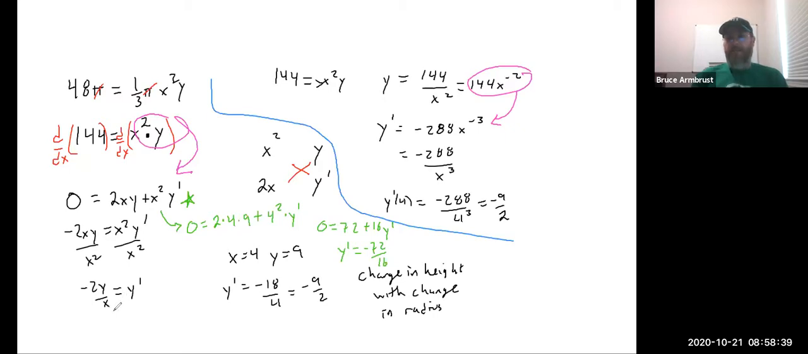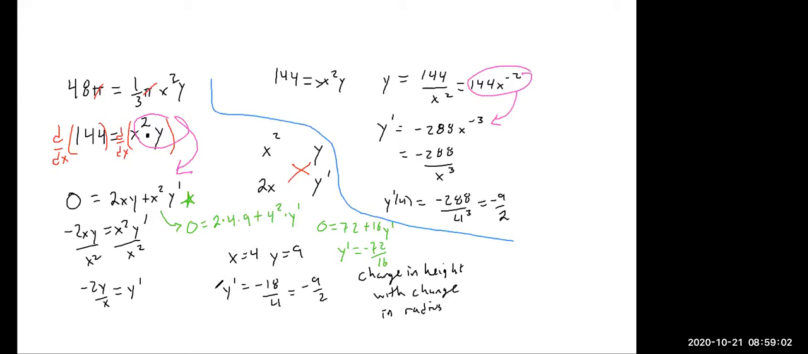I just did it because, well, because I'm used to getting y prime equals. But for this one, since we have specific values, it's not necessary. Does that answer your question there, Alia? Yeah, thank you. Okay, you're welcome.